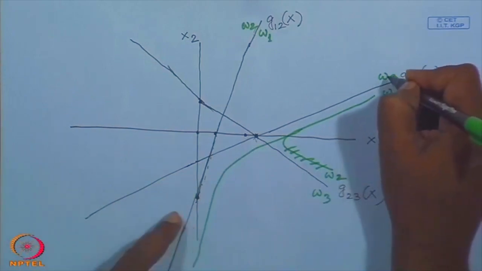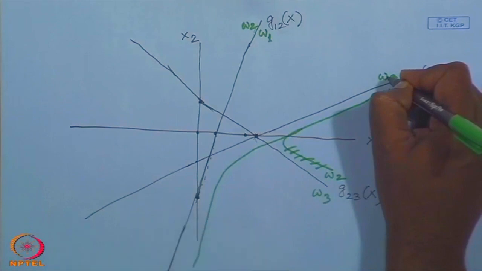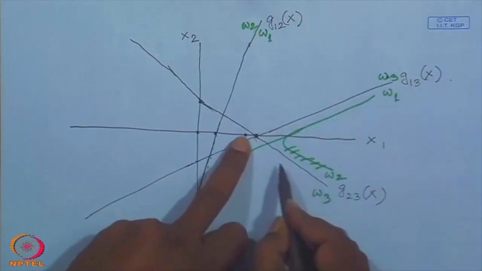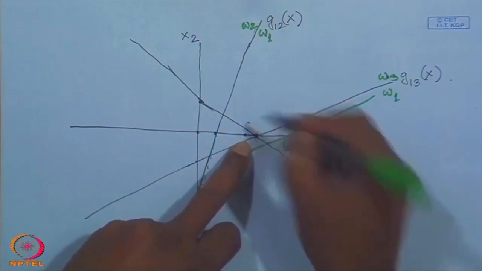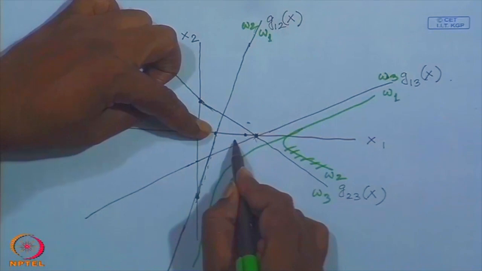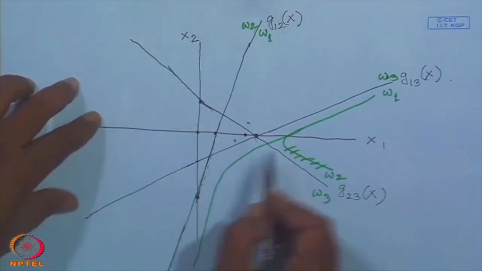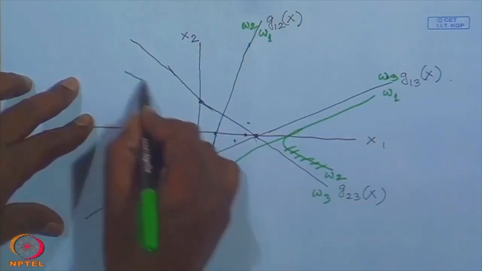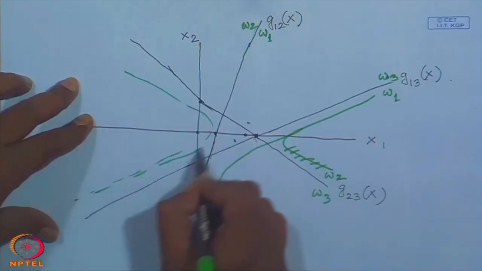coming to omega 3, between omega 1 and omega 3, this side is omega 3, and between omega 2 and omega 3, so coming over here, this side goes to omega 3, and between omega 2 and omega 3, this side goes to omega 3. Okay. So, I will have this particular region which will be allotted to omega 3.